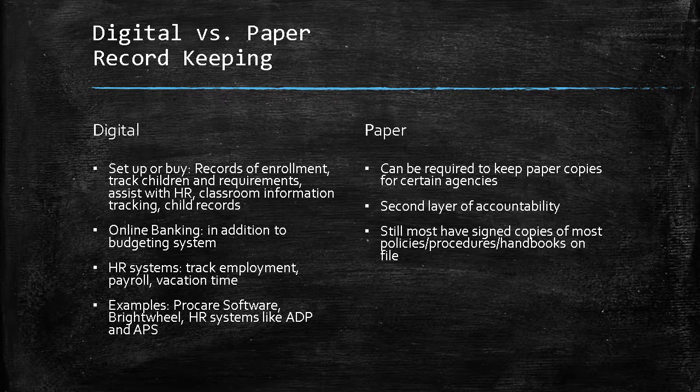Then there's a lot of HR systems as well, which we're probably already using, because payroll, employment, vacation time can be kind of tricky, and so most programs use some kind of system in order to do that. Some examples are the ProCare software, there's Brightwheel that does like classroom stuff, and then there's HR systems like ADP and APS, and most of us use one or the other of those. So those are an example of how electronic and digital record keeping can help us.